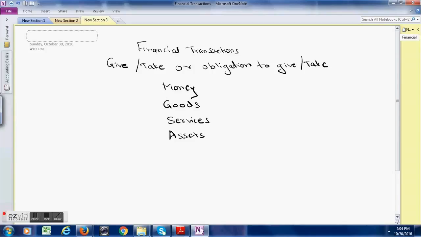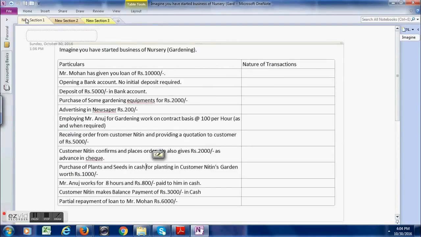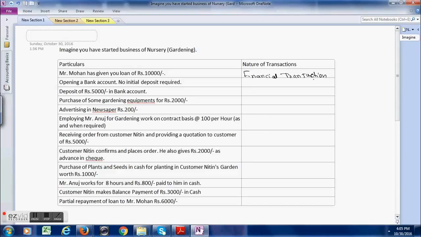Now we will first identify what are the financial transactions and what are the non-financial transactions. So let's go back to our example. Imagine you have started a business of nursery. First transaction, Mr. Mohan has given you a loan of rupees 10,000. That means there is a give and take of money, right? You are receiving 10,000. So do you need to record this in your journal entry as a financial transaction? Yes. So this is a financial transaction.